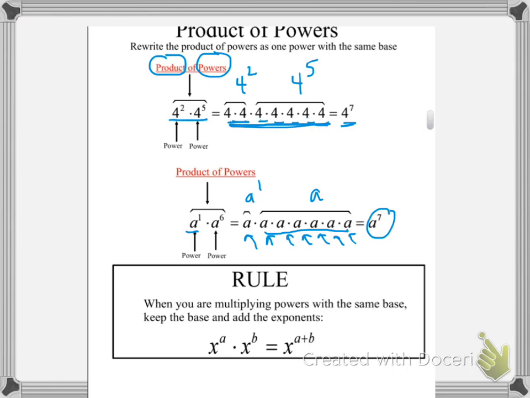So the rule is that when you're multiplying powers with the same base, keep the base and add the exponents. Let's go over this. Here x is the same base, so I keep the base of x. I do not add the base to itself. I keep the base of x and I add the exponents. Up here, you could see that we did 1 plus 6, and that was 7. The first example was 4 squared times 4 to the 5th power, and that was 4 to the 7th power. So we kept the base of 4, and we added the 2 and the 5 to get the 7. This is called the product of powers.